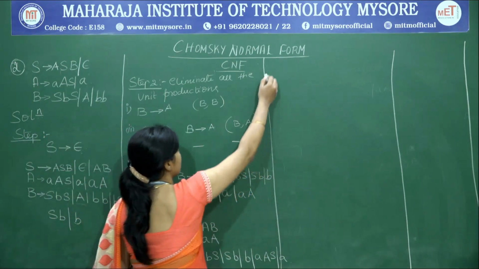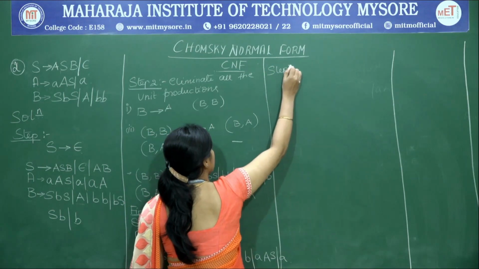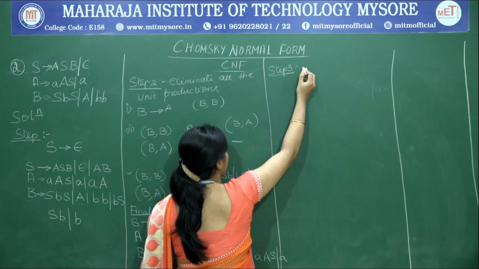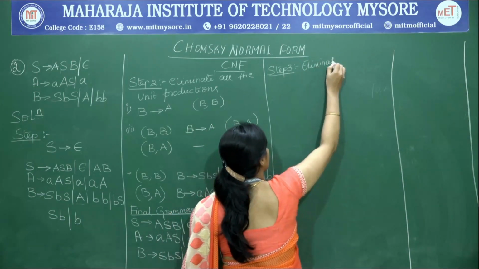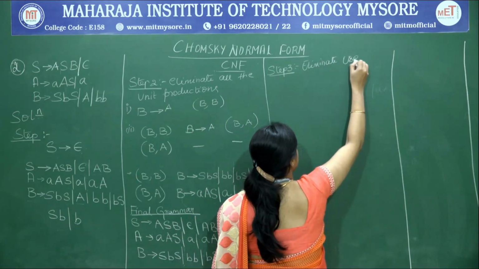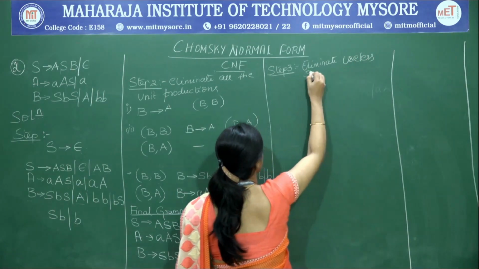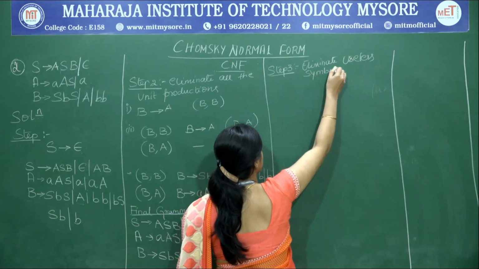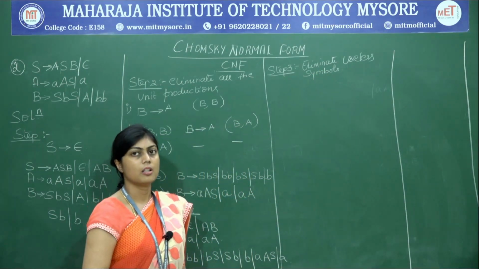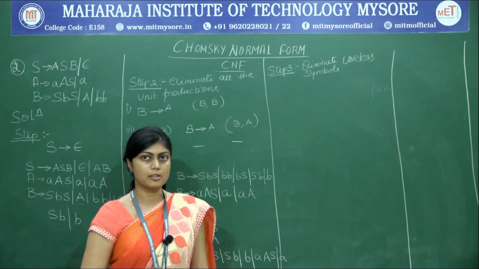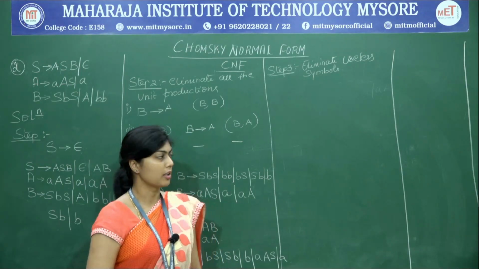Next step is step 3, and it is elimination of all the useless symbols. Eliminate useless symbols. So we will look into two kinds of tests here. One is the generating test and the second one is the reachability test.